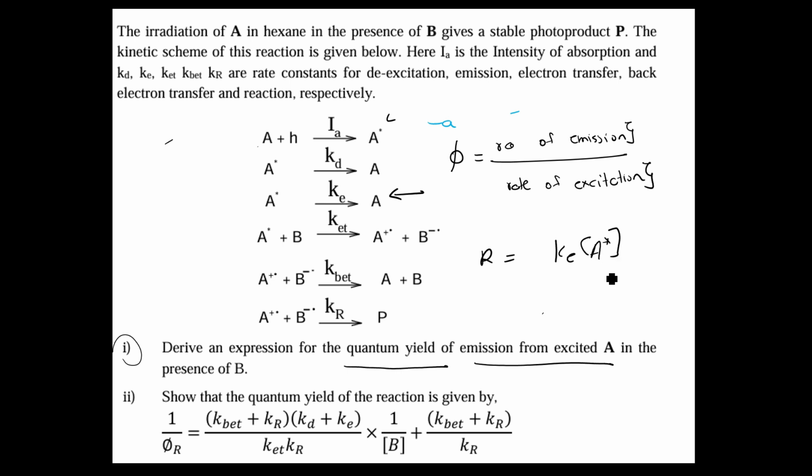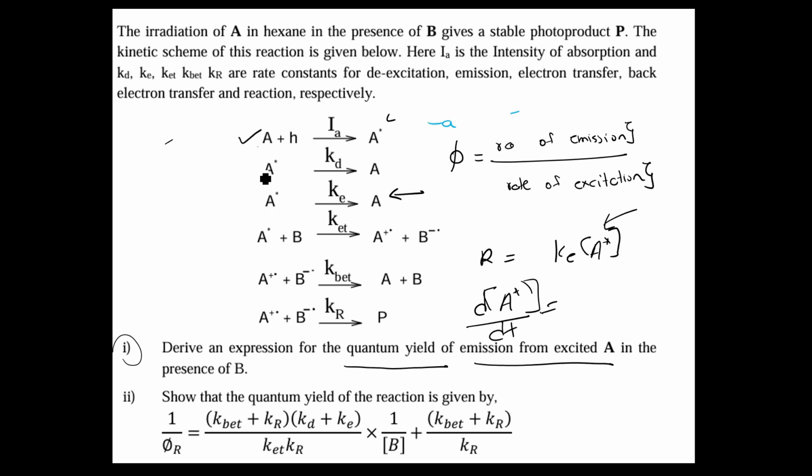Now you don't know the A star here, right? A star is the excited state, so you don't know the concentration for A star. Now you need another expression to obtain this A star value. So what you're going to do is introduce the rate of formation of A star. That's all you're going to do. You're going to see only the steps which are affecting this A star concentration.